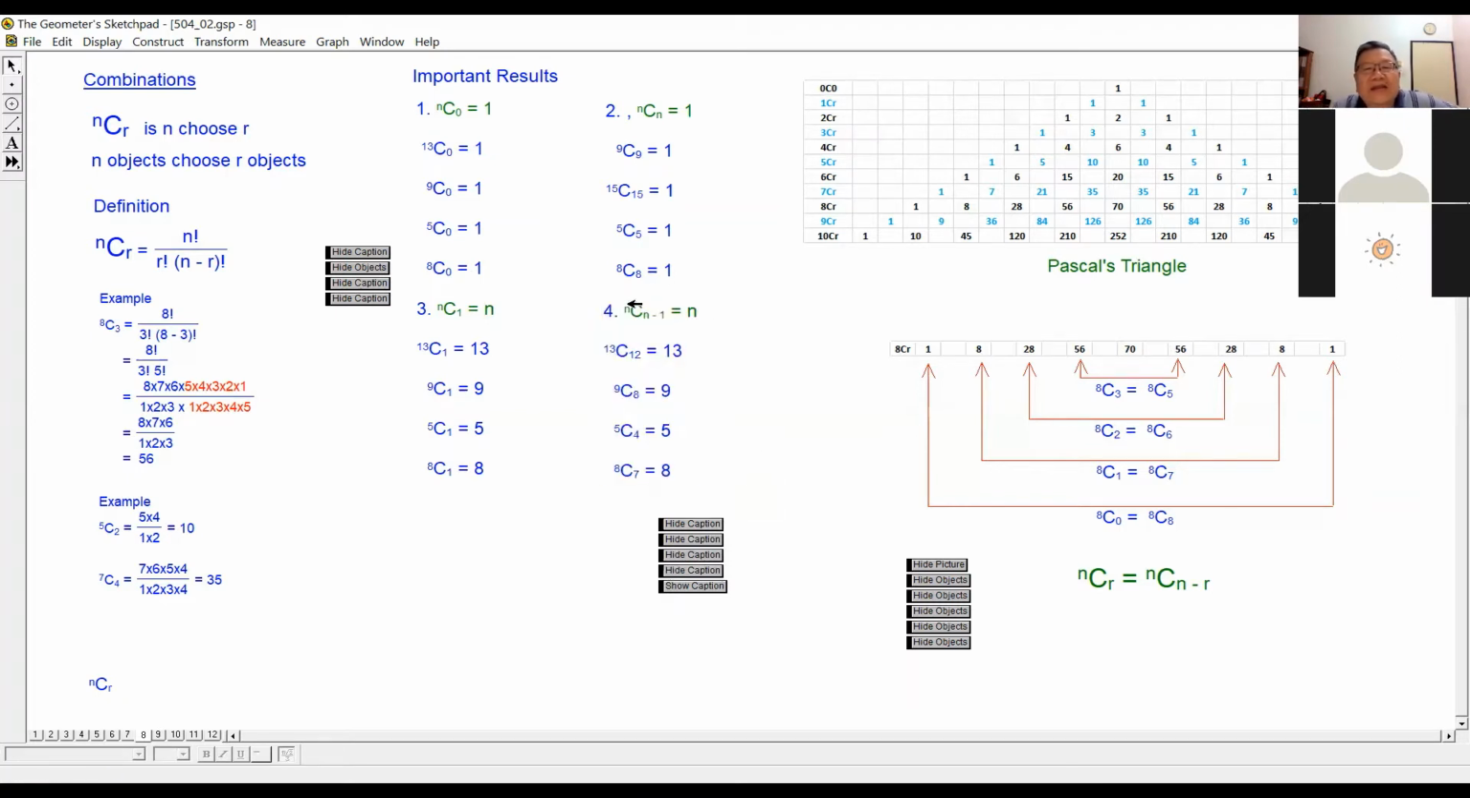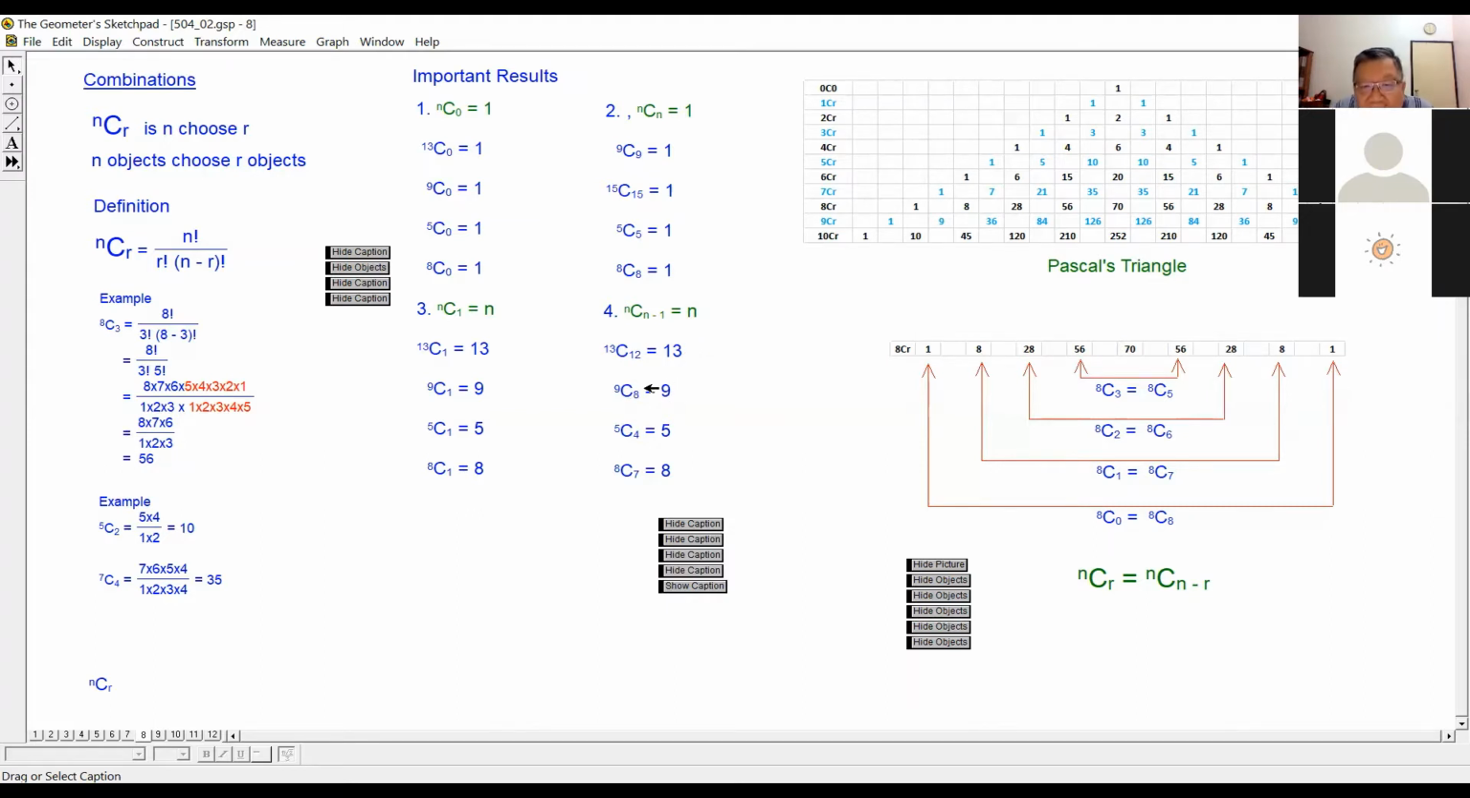Now another one is nC(n minus 1), answer is n. So let's say 13C12. 12 is only 1 less than 13, one less than the actual n. So 13C12, answer is 13. 9C8, answer is 9.